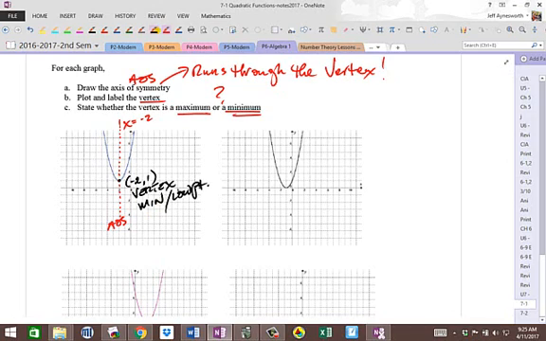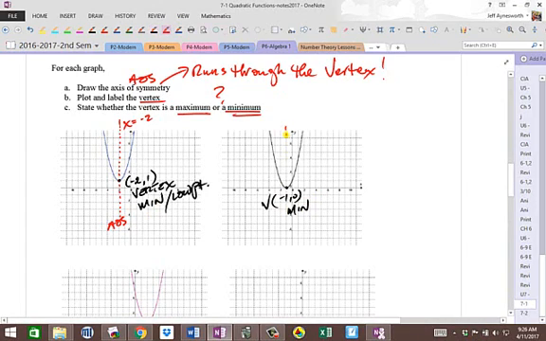On graph 2, here's the lowest point, and it's at -1, 0. It represents a minimum. There's your vertex. We'll call that V for vertex. And the axis of symmetry runs right through it, and it goes through -1, so the axis of symmetry is x equals -1.